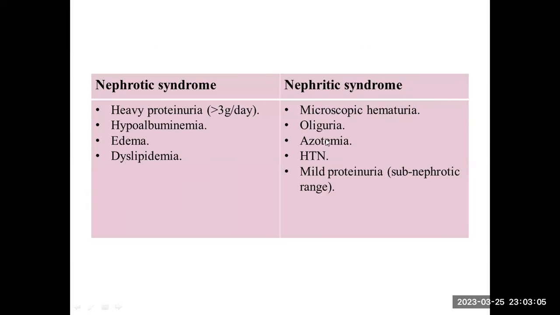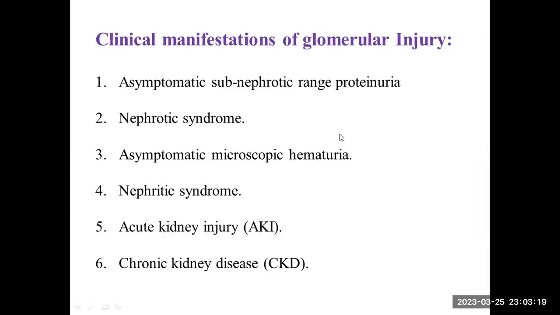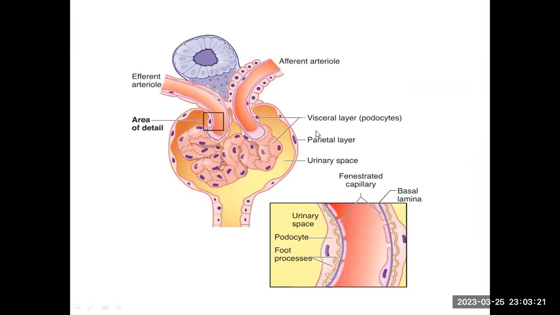Along with that, these patients will start to have oliguria. The urine output will be reduced. You have less than 0.5 ml per kg per hour of urine output. And this oliguria is due to interruption of the blood flow through the glomerulus.